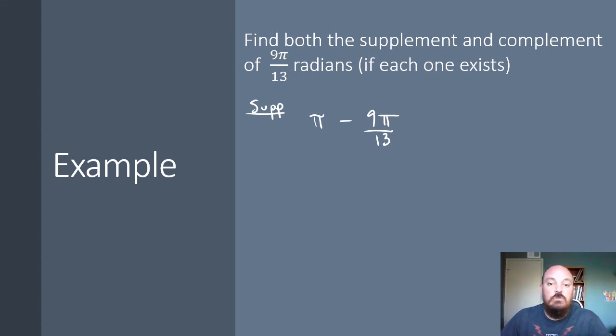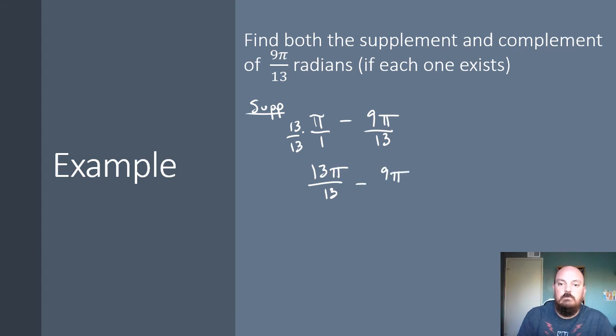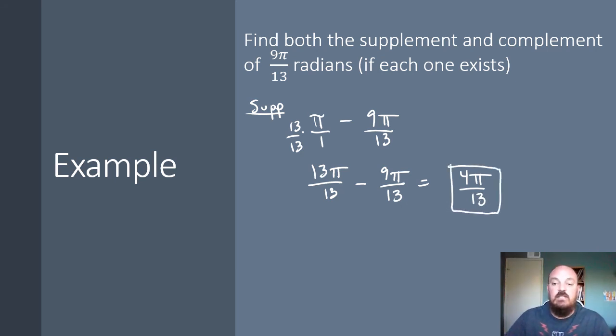Now, just like our coterminal angle question, I need a common denominator. So I'm going to take that pi, put it over 1. I'm going to multiply by 13, and I get 13 pi over 13. And 13 pi over 13 minus 9 pi over 13 would be 4 pi over 13. And that's your answer. And that's why I said on the last slide, it's simple subtraction. It's one subtraction question, and whatever you get for the answer is the answer.